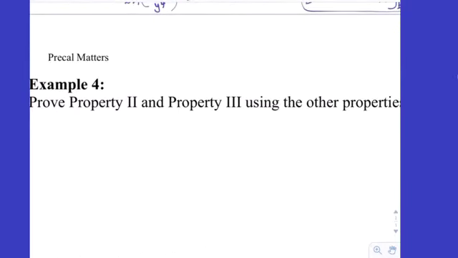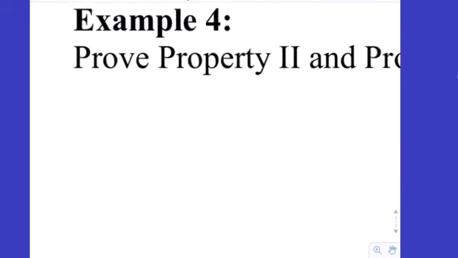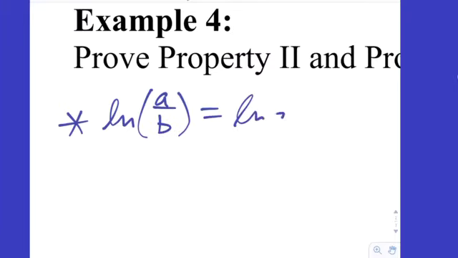All right, so example 4 is kind of nice. I'm not going to have you prove anything on a test, but it's kind of interesting. Prove property 2 and property 3 using the other properties of logs. So property 2 was this one. That was the one that said the natural log of A divided by B is equal to the natural log of A minus the natural log of B.